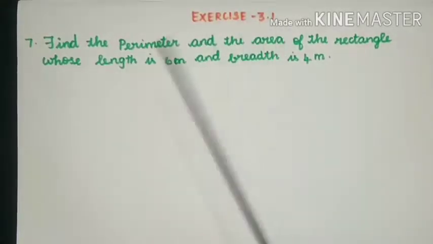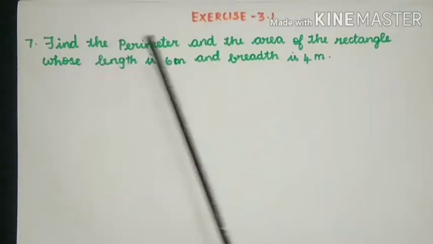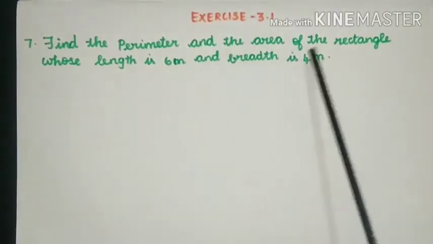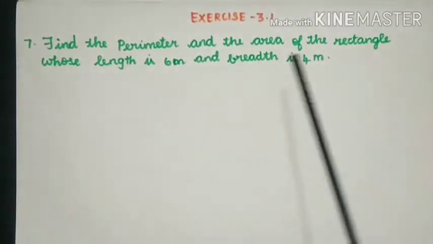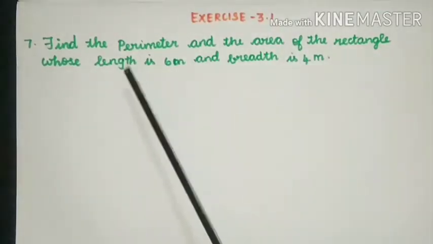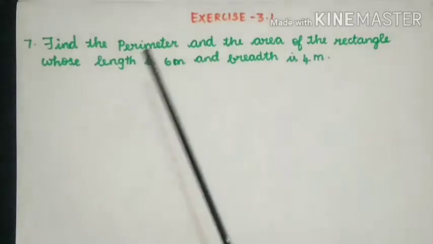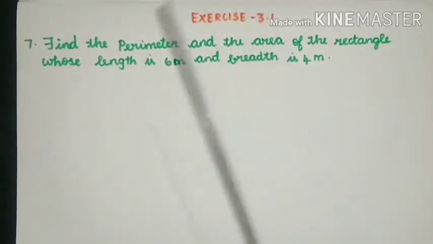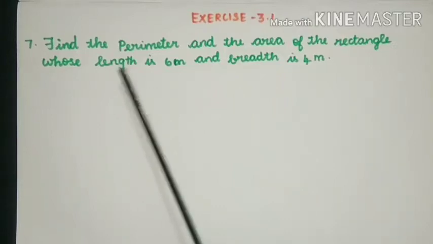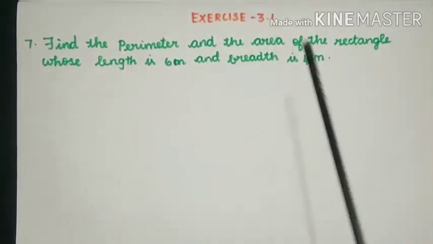Exercise 3.1, 7th sum. Find the perimeter and the area of the rectangle whose length is 6 meter and breadth is 4 meter. See here, the given question is we have to find the perimeter of the rectangle and the area of the rectangle. Here the given length is 6 meter and the breadth is 4 meter.